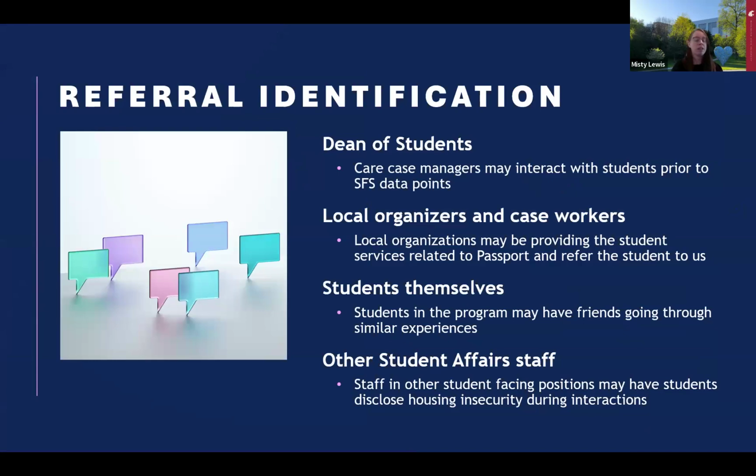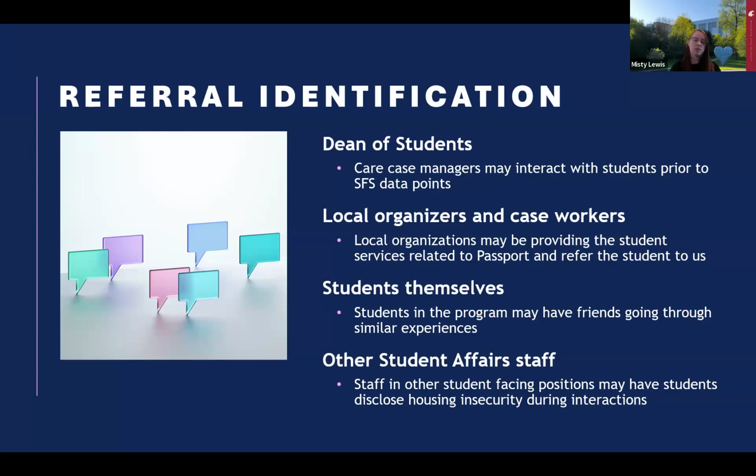We also have referral identification. This happens outside of our queries, but with our community partners. So our dean of students, our care case managers may be interacting with students prior to any SFS data points or outside of it. And they're able to refer them back to SFS for passport to college eligibility, as well as any additional resources that we may be able to provide for students. Local organizers and caseworkers are local organizations that may be providing services to the students related to passport, and then they refer the students to SFS.